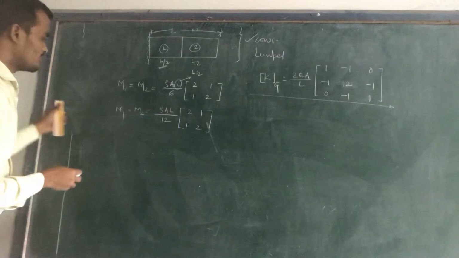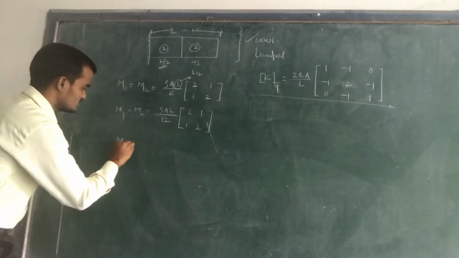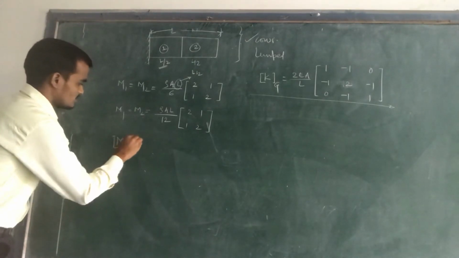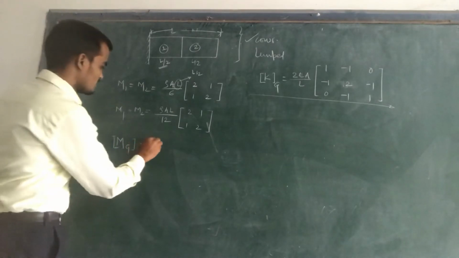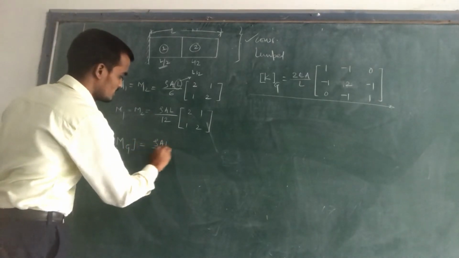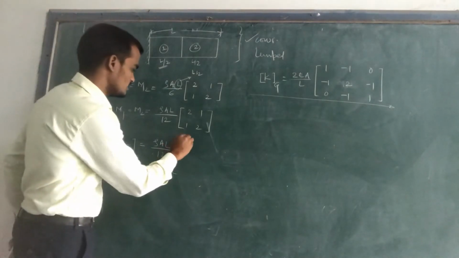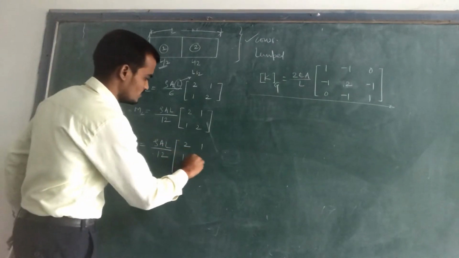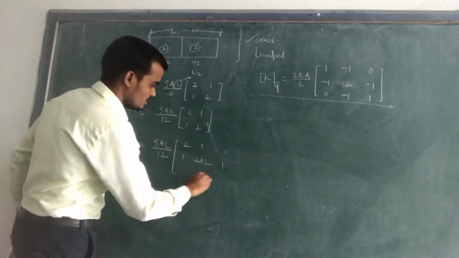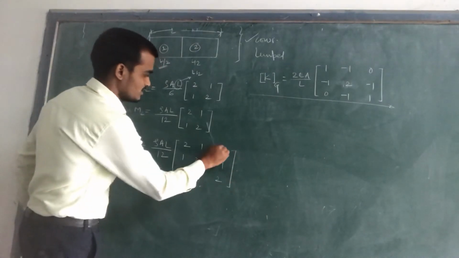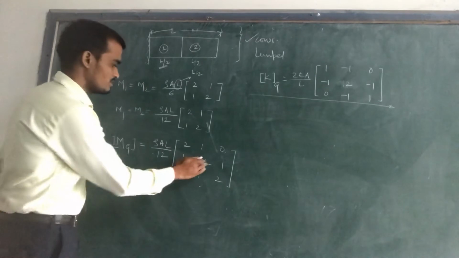Finally, the global mass matrix Mg will be equal to rho into A into L divided by 12 in bracket, of order 3 by 3. So this will be 2 1 1 2 plus 2 1 1 2, and the remaining elements are equal to 0. So this will become 4.